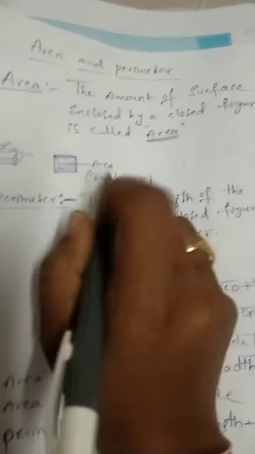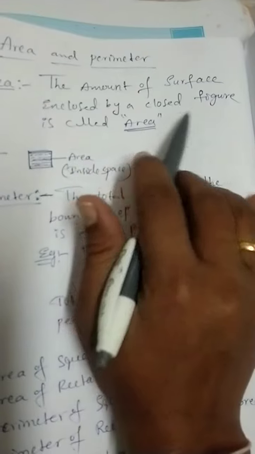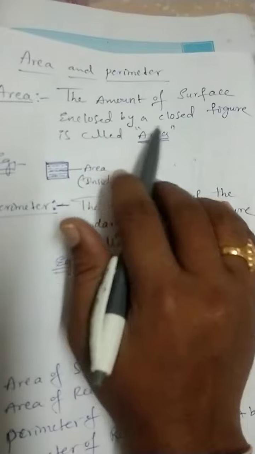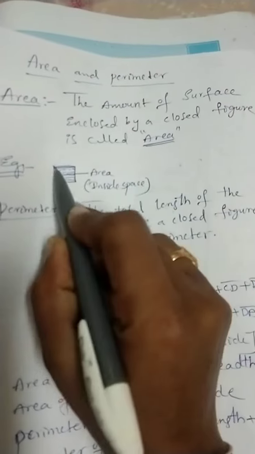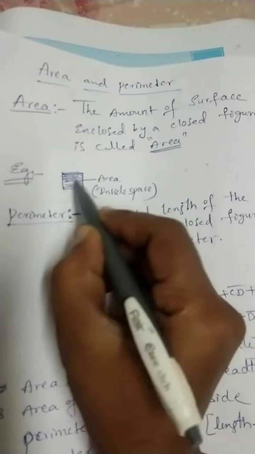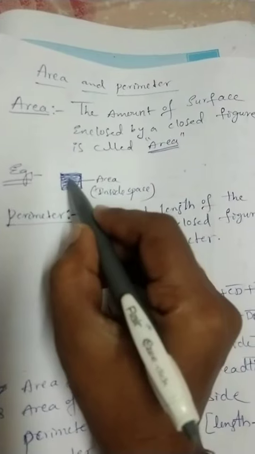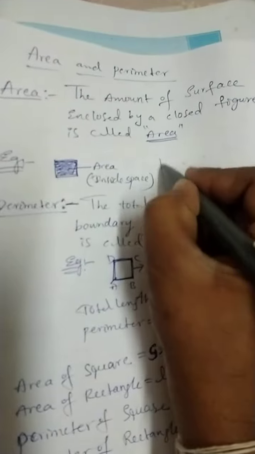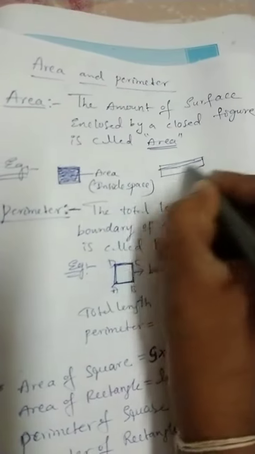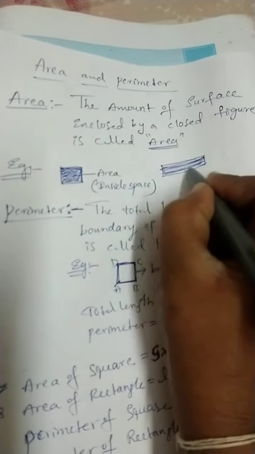Look at here. See, area: the amount of surface enclosed by a closed figure is called area. I took here a square. The inside space, that inside space we can call area. If you take any figure, not only a square, if you take a rectangle, this inside space is called the area of that figure.